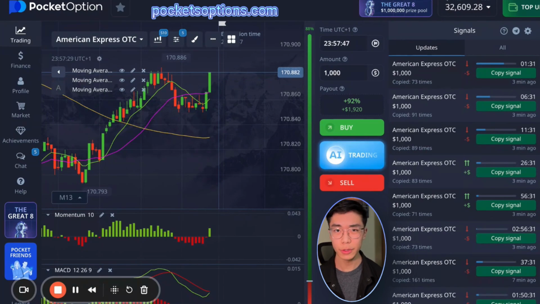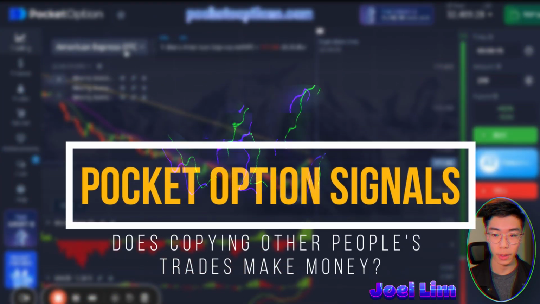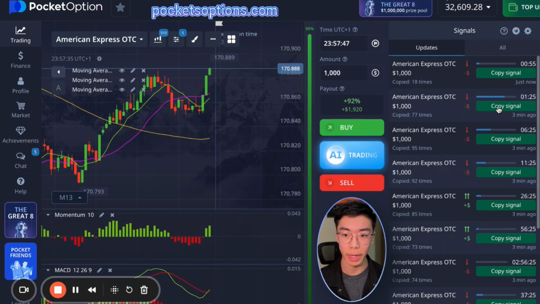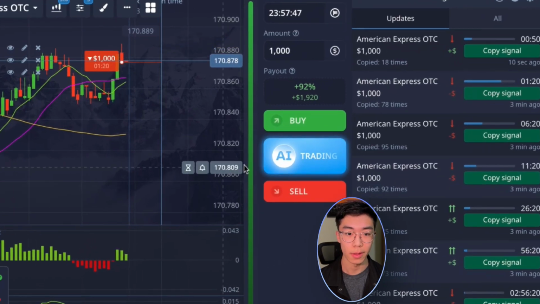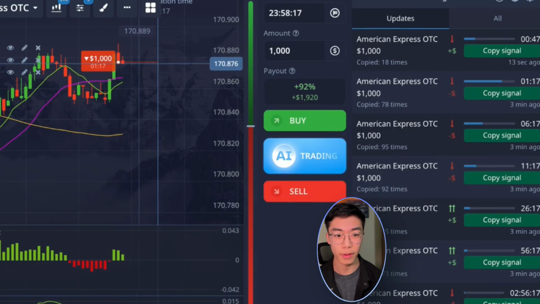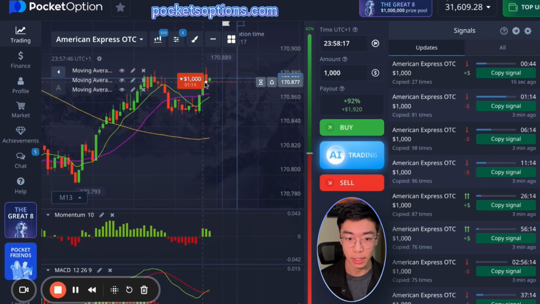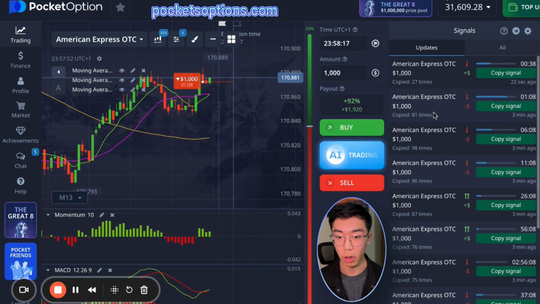All right, so one feature that I love on Pocket Option is the signals feature. With the signals feature, you can actually see where people are betting. So right here, people are betting that this will go down within the next 1.5 minutes or so. If I did bet down, which I just did with $1,000, we're basically copying what a set amount of people are doing right here.